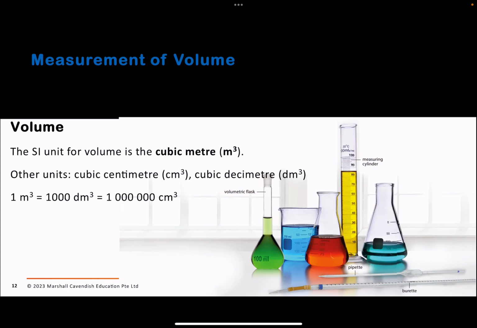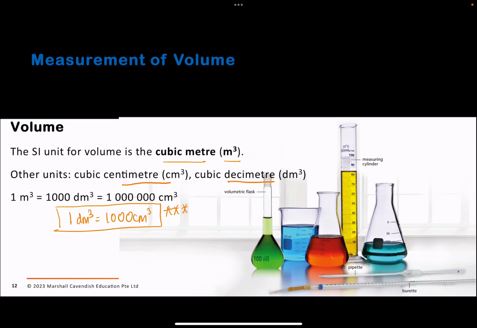Okay, now let's move on to volume of liquids or volumes in general first. Okay, so the SI unit for volume is cubic meter, or I think you all like to call it meter cube, right? Then other units will be cubic centimeter or cubic decimeter, which I've talked about just now. So I will need you to actually take note of this conversion, where 1 dm cube is equal to 1000 cm cube. It's actually in your notes, but we'll just put a star for this relationship.